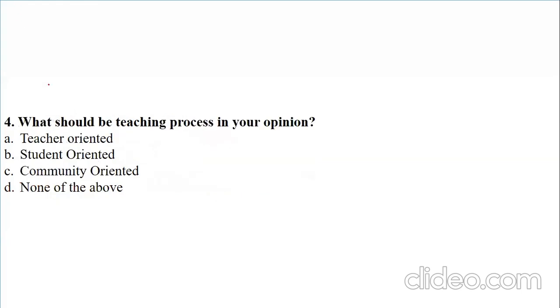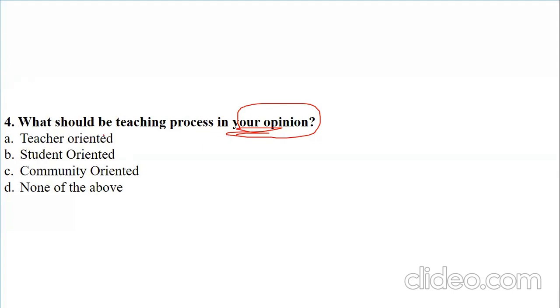Let's go to question number 4. What should be the teaching process in your opinion? Now you have to be very careful when answering this question. The perspective of the question should be very clear. This is with respect to your current teaching method, the current teaching approach. If you see the teaching approach which is going on right now in academics, which type of approach is it? That is what the question is related to.